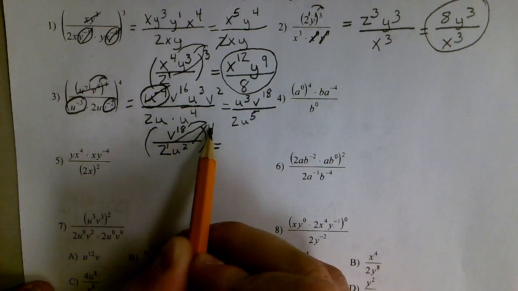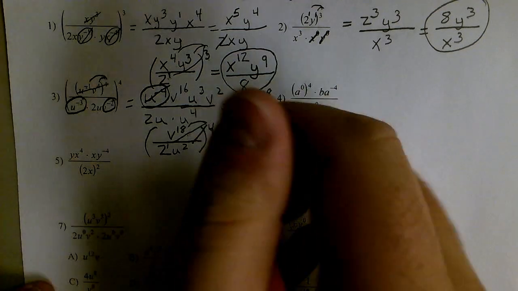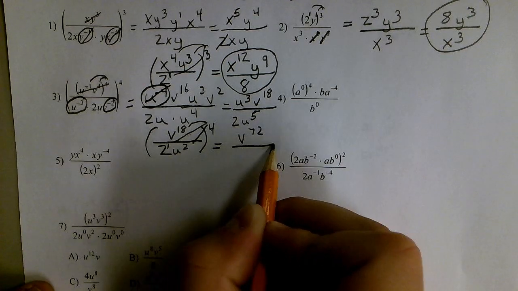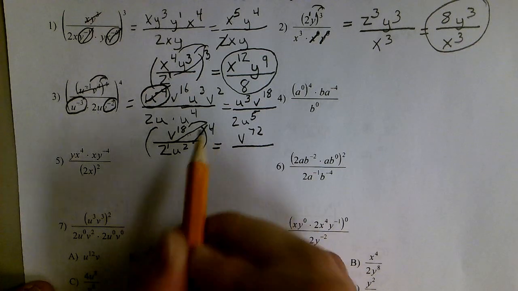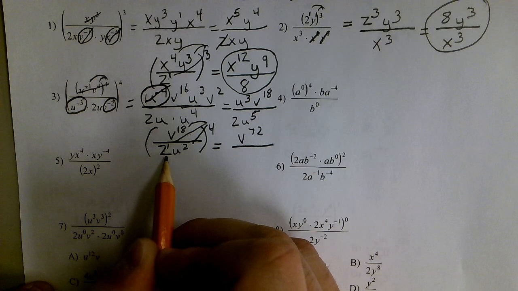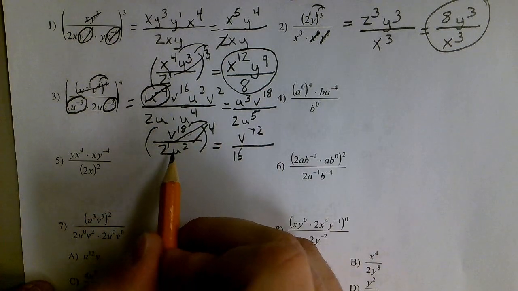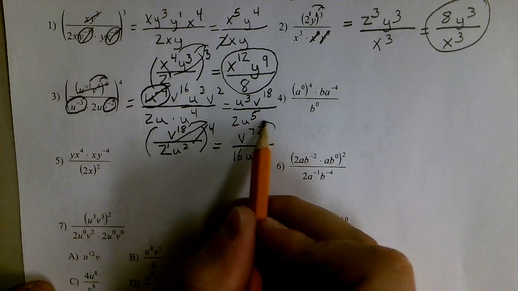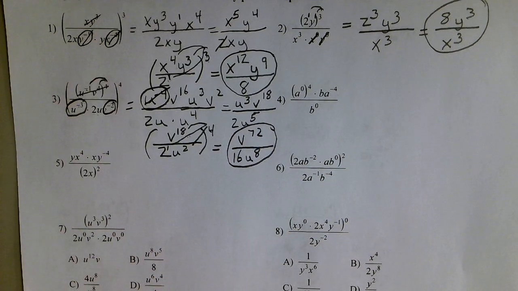So v to the 18th times 4, so 18 times 2 is 36, and 36 times 2 is 72. So this is going to be v to the 72nd over 2 to the 4th. We can do that: 2 times 2 is 4, 4 times 2 is 8, and 8 times 2 is 16. So that simplifies to 16 there. And then u to the 2 times 4 is u to the 8th. There is our final and best answer.